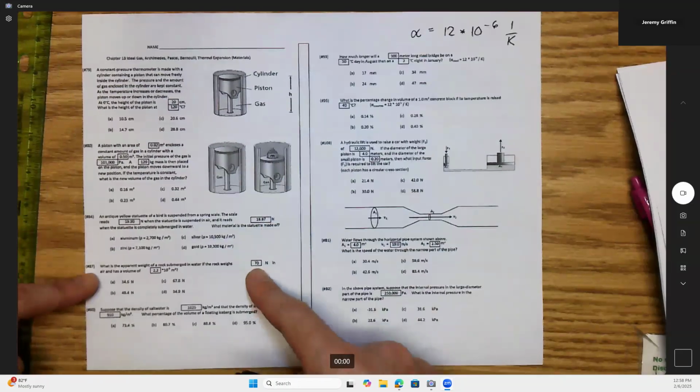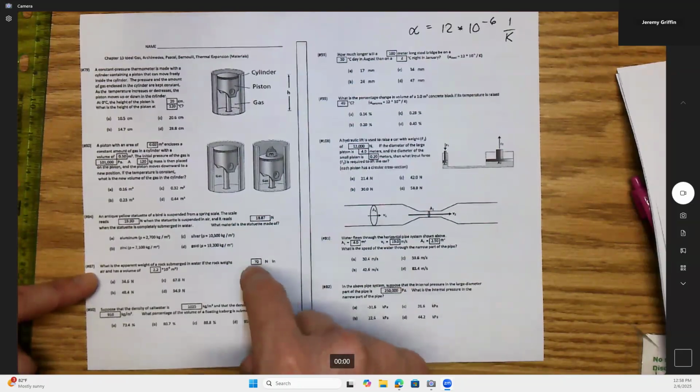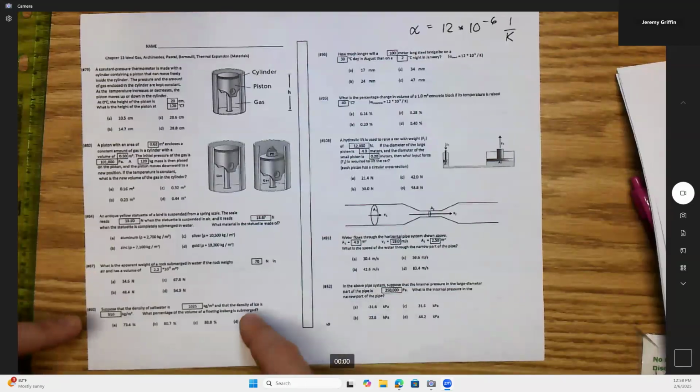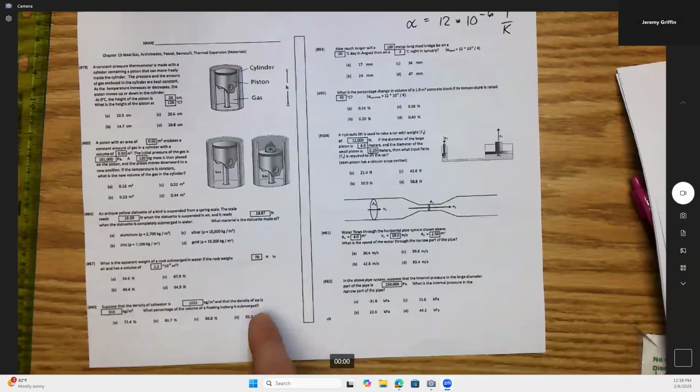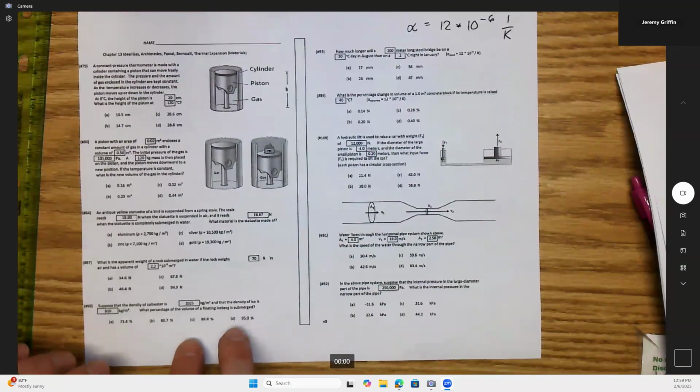Apparent weight of a rock submerged in water. Suppose there was a scale at the bottom of a pool, and you drop the rock on that scale. How much does it show on the scale? Density of salt water, density of ice. What percentage of an iceberg will float in the water? Ooh, that is exactly answered by one of the posters that I showed you earlier today.